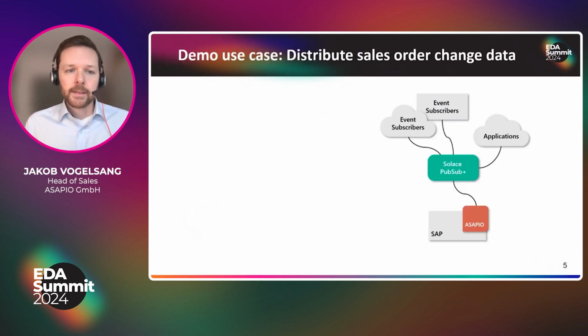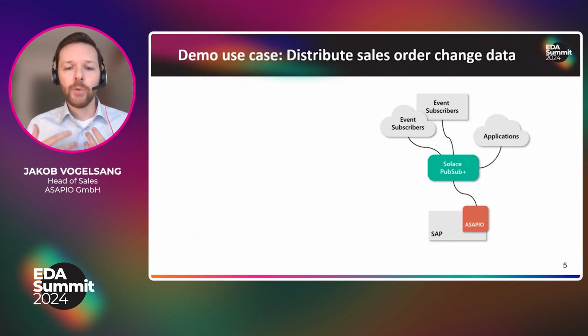So next I'm going to present to you in a demo how this can work for a concrete use case. What we've chosen to present to you today is quite a classical use case, which is the distribution of sales order change data to a broker. This is a pretty common scenario: you want to make the changes to the sales orders in SAP available to the outside world.